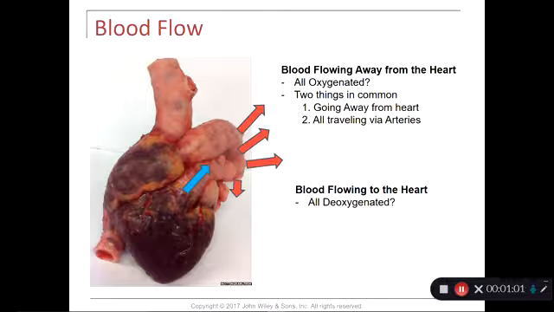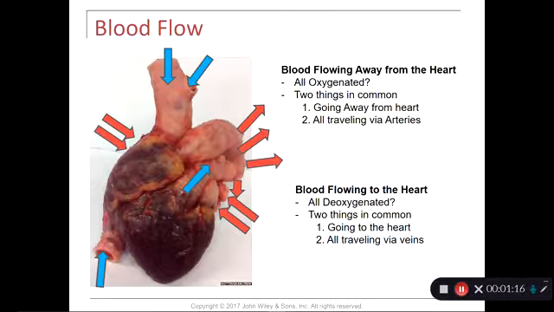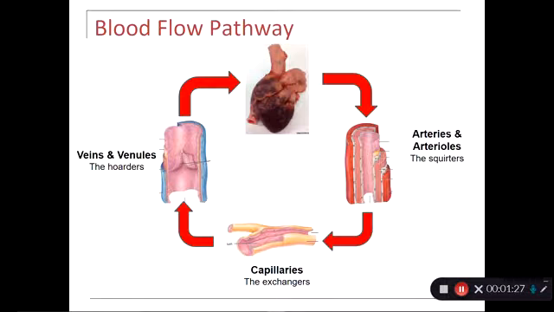Next question, you probably will already know the answer to this one. Blood flowing to the heart, is it all deoxygenated? No. Remember that the pulmonary veins are bringing oxygenated blood back to the heart. Just remember that blood flowing towards the heart is traveling via veins, and blood going away from the heart is traveling via arteries. Why we make that distinction is you're going to notice later on the width of these different vessels.